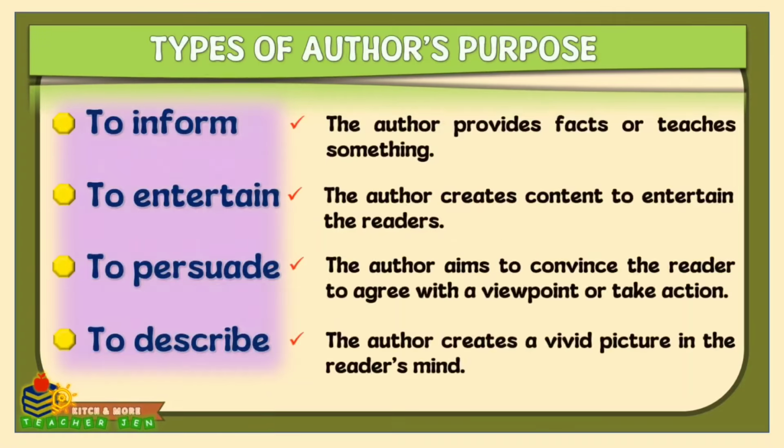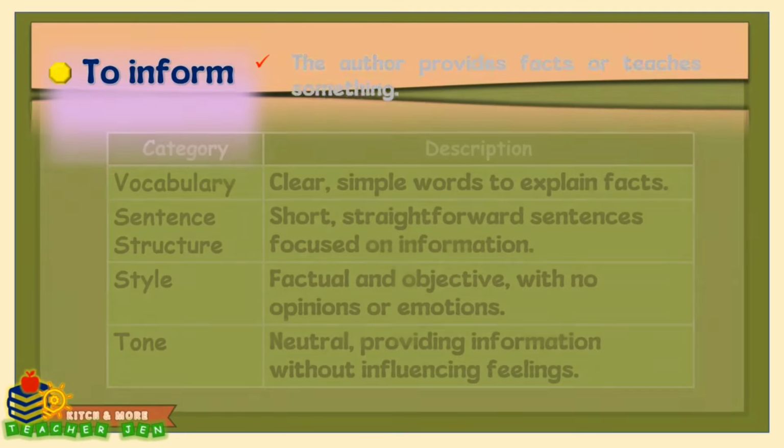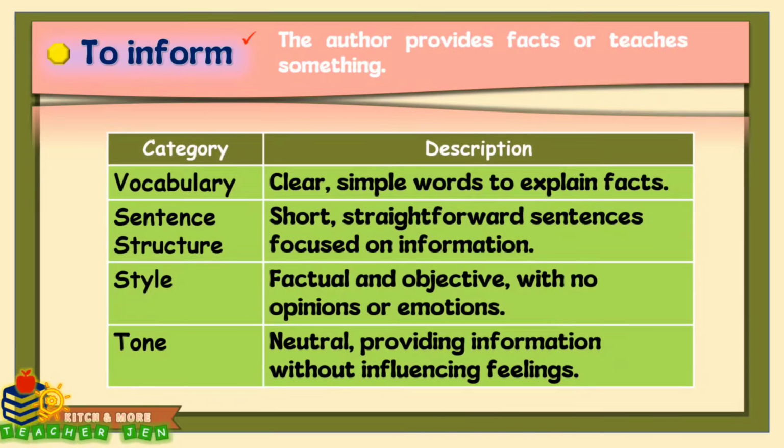So what are the types of author's purpose? We have first, to inform. The author provides facts or teaches something. Then, to entertain. The author creates content to entertain the readers. Third, to persuade. The author aims to convince the reader to agree with a viewpoint or take action. And then the fourth one, to describe. The author creates a vivid picture in the reader's mind. So now let's tackle each type of author's purpose. Let's start with to inform.